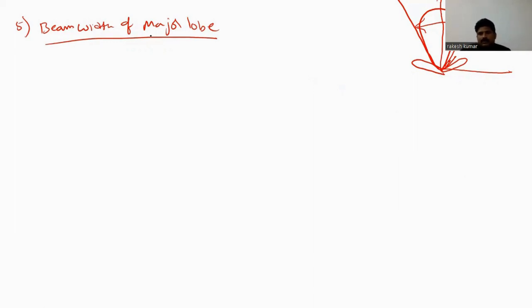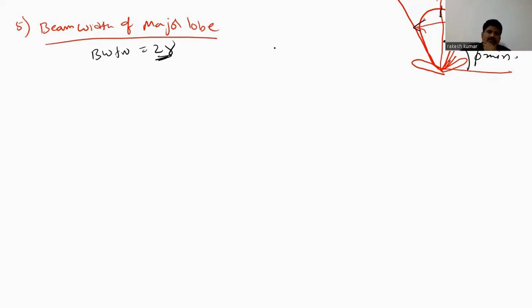For example, the same thing here. This total angle is nothing but the beam width. For example, this is gamma. Beam width between first nulls is equal to 2 gamma. So, how can I write this gamma? So this is gamma, and the total beam width is 2 gamma.